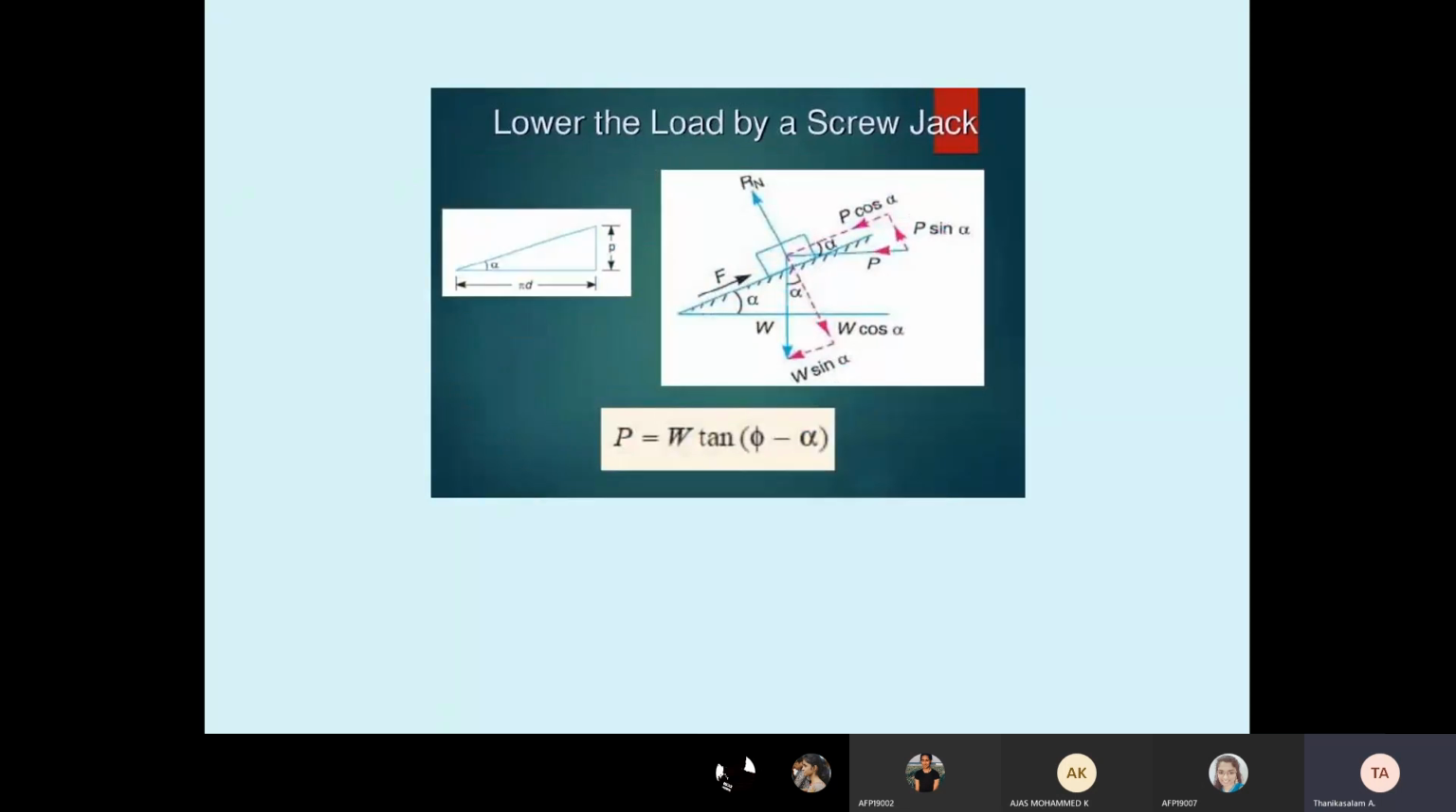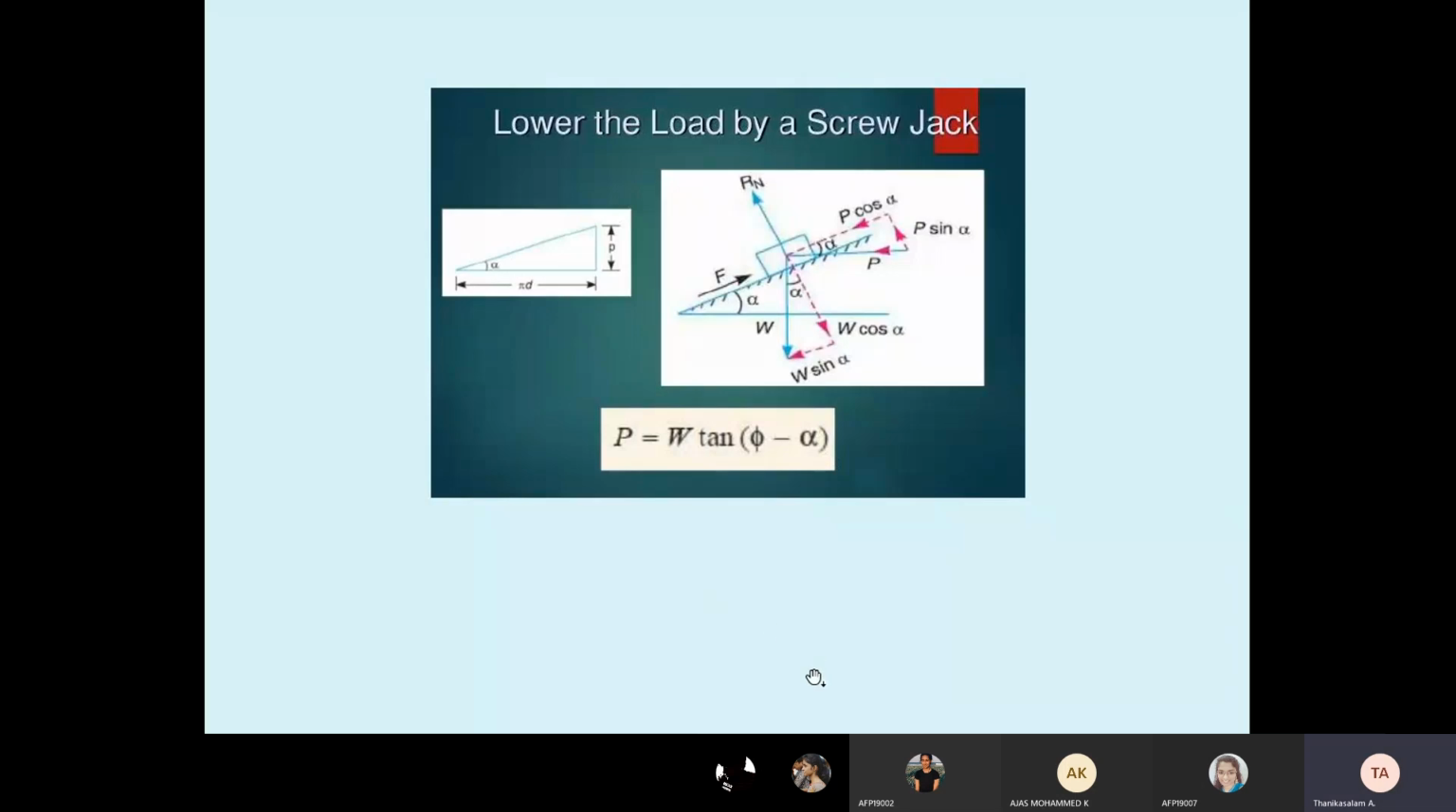Then lowering. Students, lower the load. So this is a free body diagram. You have to understand the final equation only now. So P equal to W tan of phi minus alpha. Students, remember, this is for lowering the screw. P is the load applied in lowering at the mean radius of the screw jack. W is the weight of the body. Phi equal to angular friction. Alpha equal to the helix angle, the inclination of the thread.